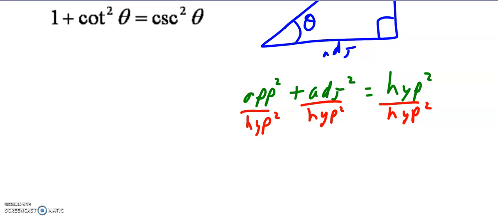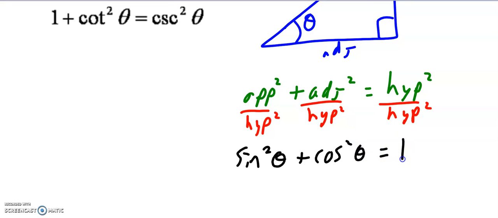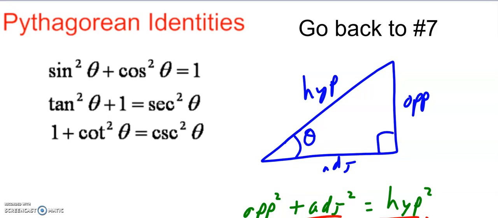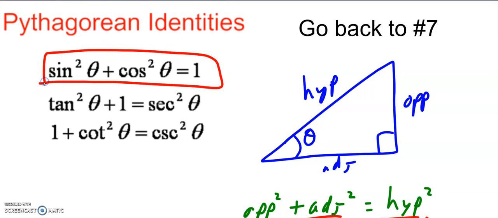What's the opposite over the hypotenuse, though? Oh, wait. No kidding. That's sine. So this becomes sine squared of theta. Adjacent over hypotenuse is cosine squared of theta. And anytime we divide two things that are exactly the same, we get 1. Right? So that's how we get this Pythagorean identity.